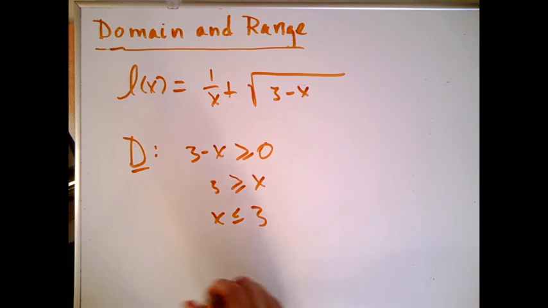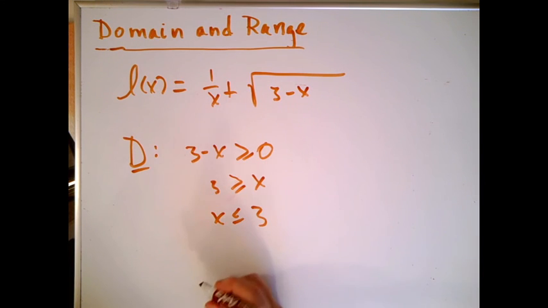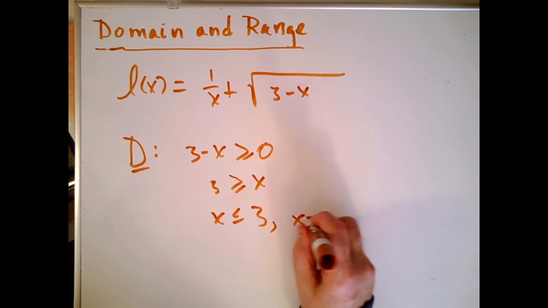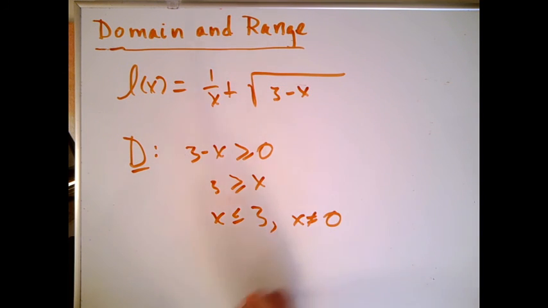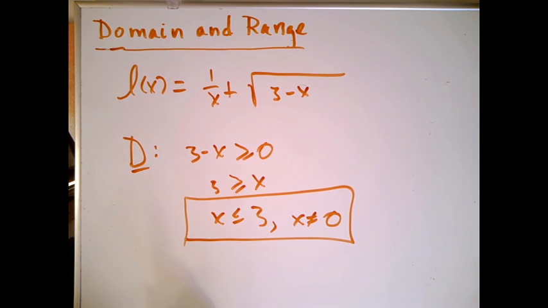But wait, I'm also supposed to make sure that bottoms of fractions aren't 0. So I also have to eliminate x equals 0. So making sure that the inside of the square root was positive, I had to make sure that x is less than or equal to 3. Also, x could not be equal to 0 because it made the bottom of that fraction 0. So there's our new domain. I think this is as complicated as we're going to do for the easy ones.